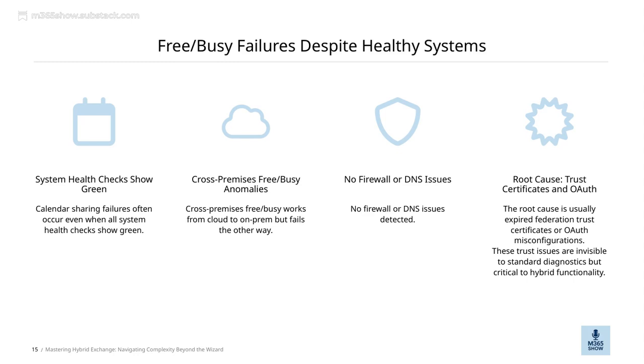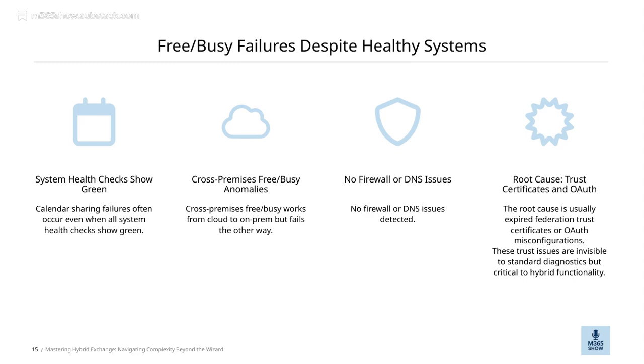What's tricky is that these trust issues are usually invisible to standard diagnostics, yet they can have a significant impact on hybrid functionality. It's also important to note that we don't see any firewall or DNS issues here. The network layers seem fine, which can sometimes lead us astray because the problem isn't on the network side. However, we do observe some anomalies with cross-premises free and busy data. For example, free busy sharing from the cloud to on-premises works smoothly, but the reverse direction often fails.